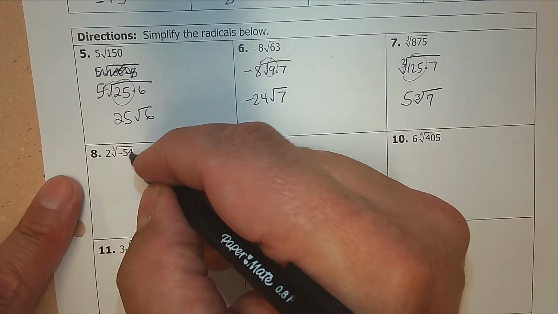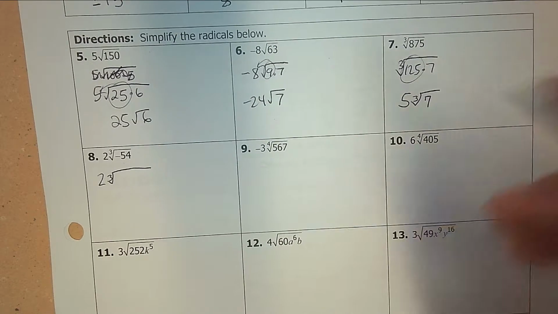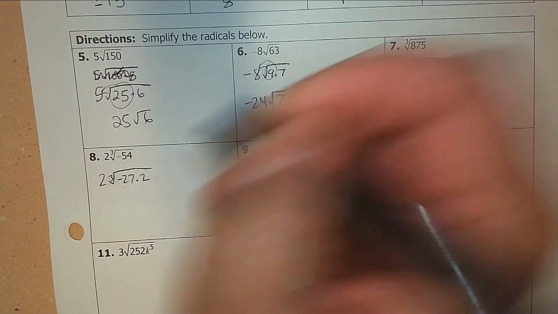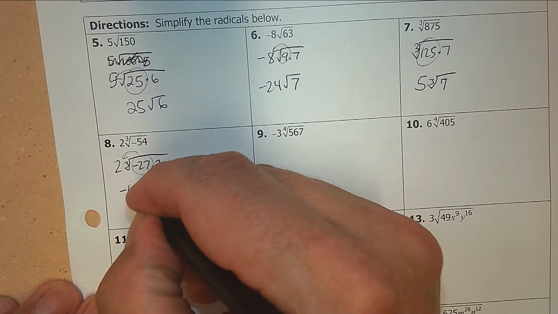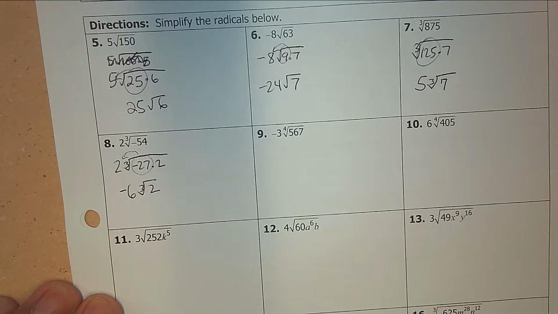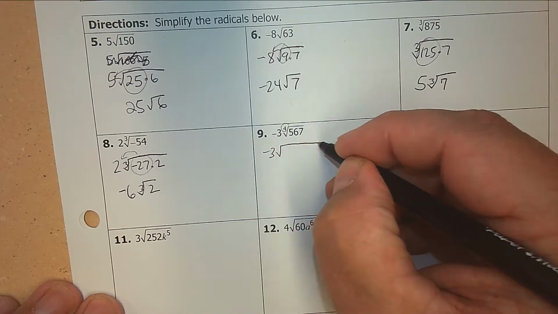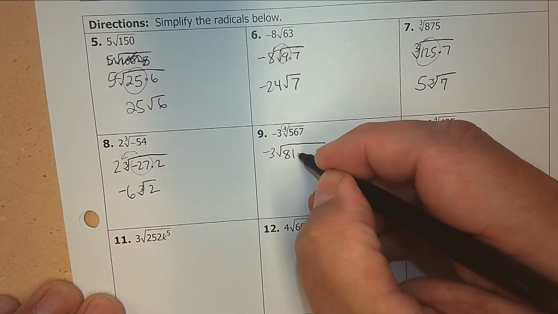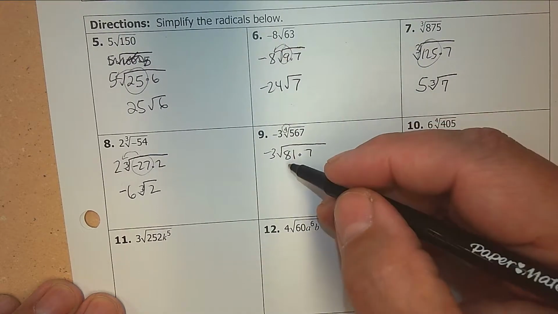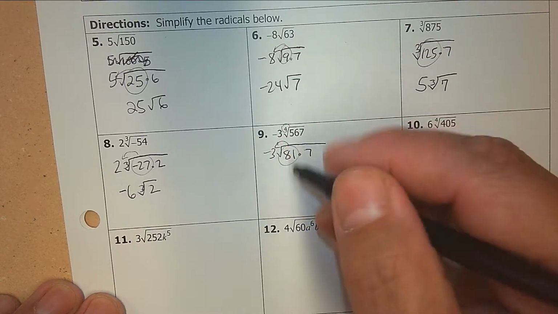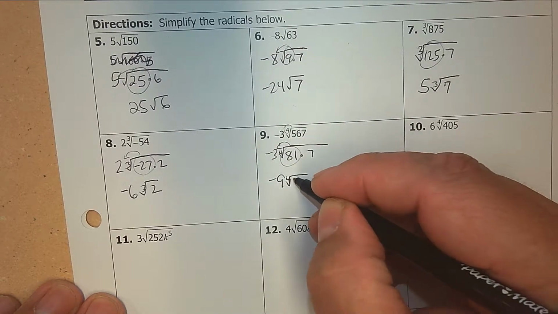Cube root of negative 54. So what's the perfect cube I think of automatically that goes into it? It would be negative 27 times 2. So the cube root of negative 27 is negative 3, times 2, so it's negative 6, and the cube root of 2. The fourth root, perfect fourth. So 81 times 7. So what number times itself four times equals 81? That's 3. Fourth root, and 7 is left behind.